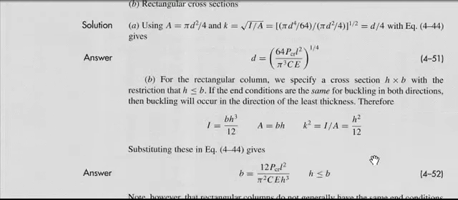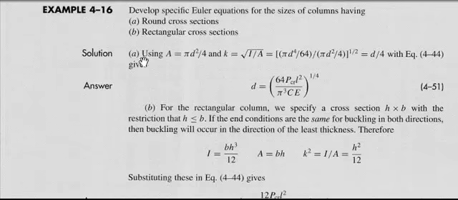Getting back to the problem statement. So we're going to use the Euler equation, 4-44. We'll write area as pi d squared over 4, and K is the square root of I over area, and I is pi d to the 4th over 64, and area is pi d squared over 4 again. Take the square root of all of that. Notice that K for a circle is a fairly simple thing. K is just diameter over 4.